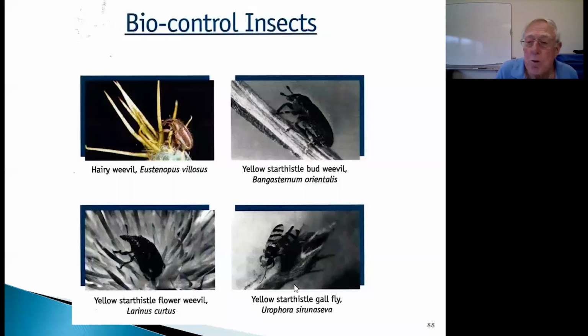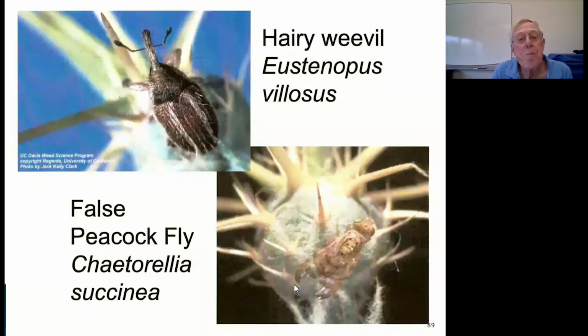So here are some pictures of them. The hairy weevil, the star thistle bud weevil, the flower weevil, the gall fly, and the false peacock fly. And I don't have a picture of the peacock fly, but I guess it kind of looks like a false peacock fly. I don't have a picture of the rosette weevil.